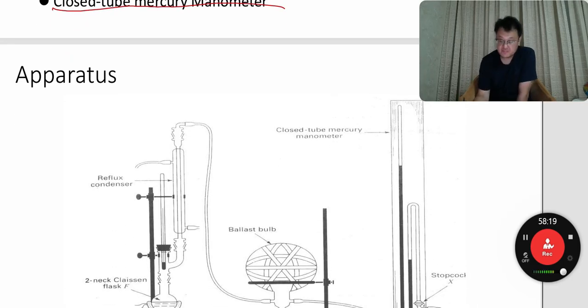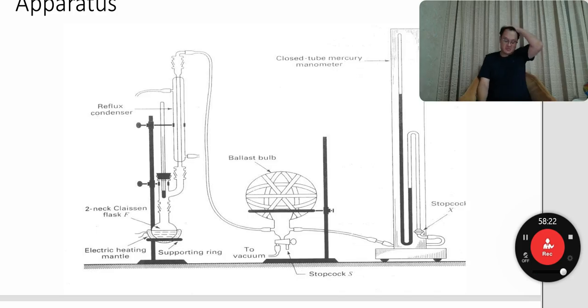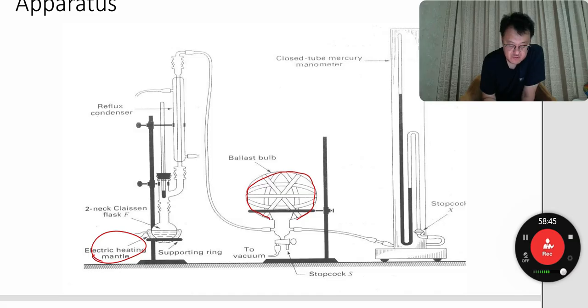Your experimental setup will look like this. You have a bulb, okay? This is a system which just occupies some volume, right? So we need some volume here in order to be able to control the pressure appropriately. So you have a mantle, you have your liquid here, okay? Your heating mantle is of course heating your liquid inside the flask.